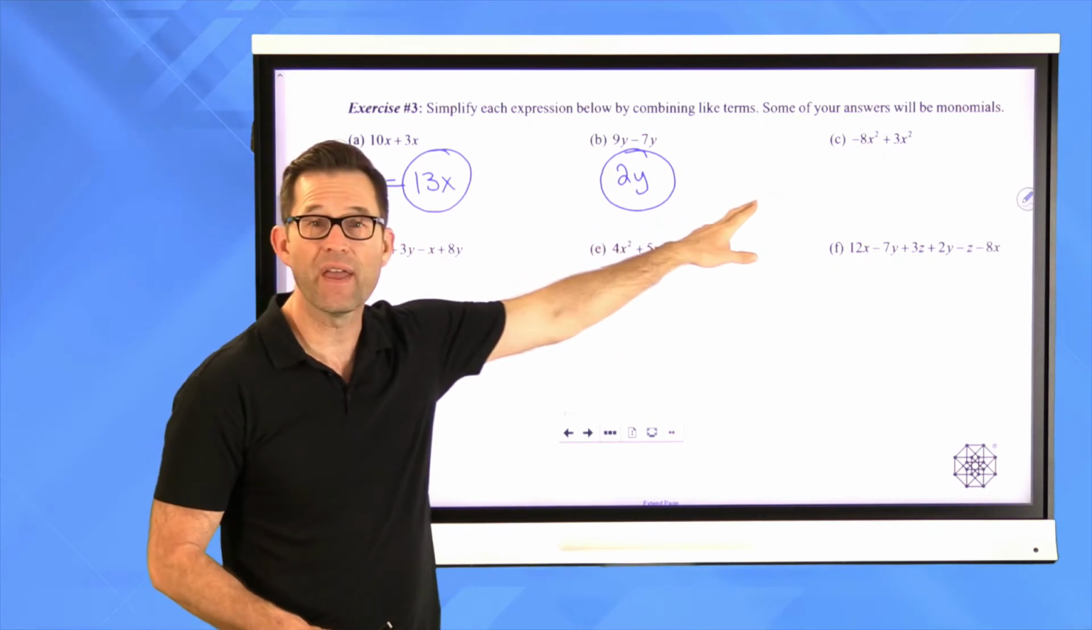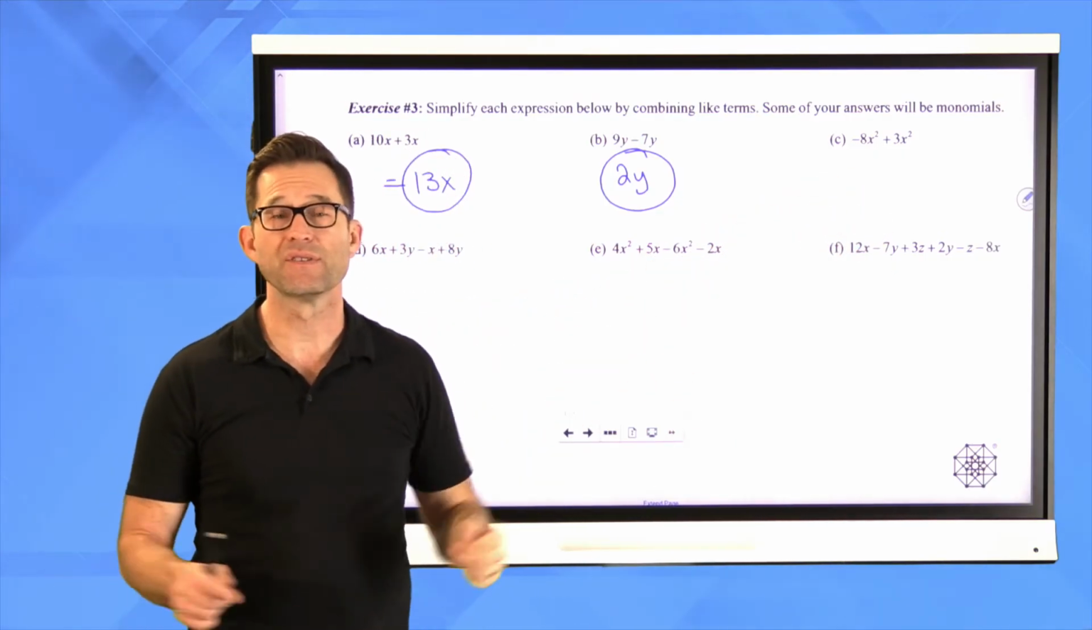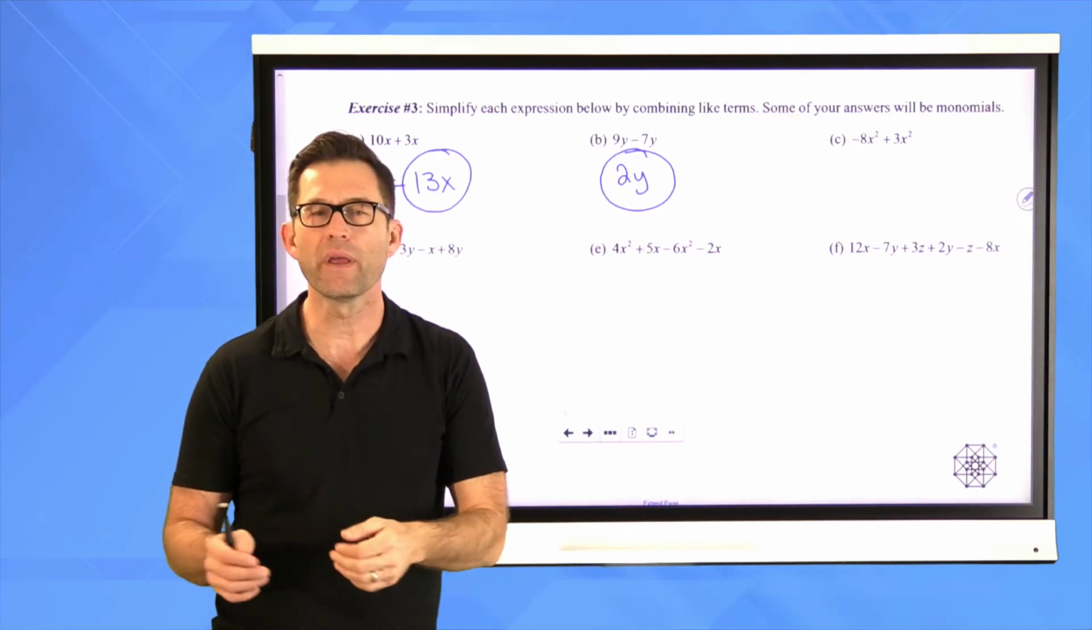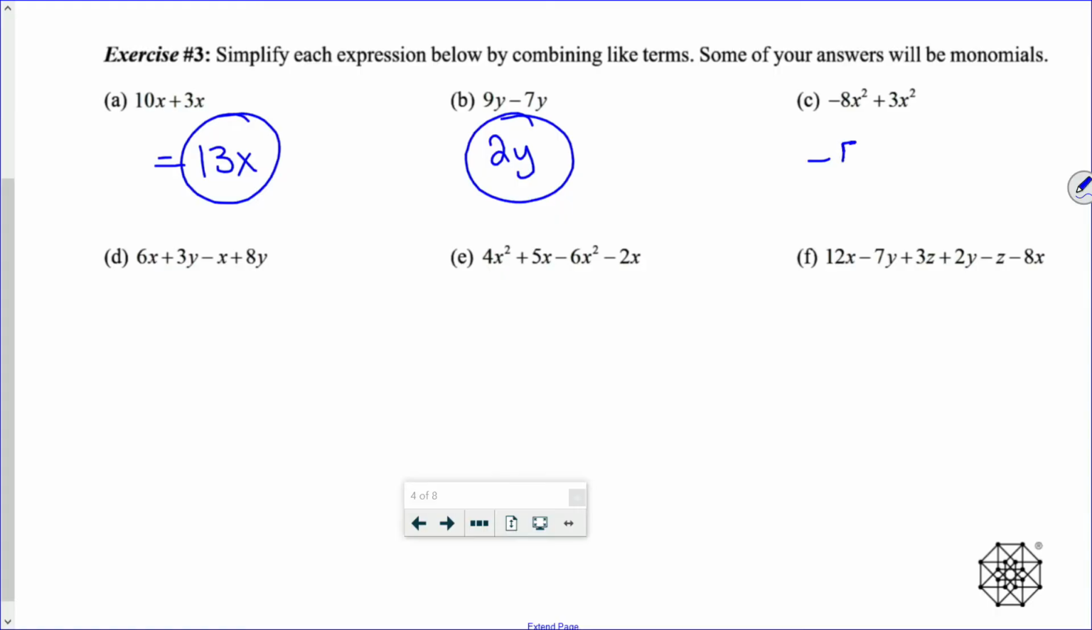Letter C, I have negative 8x squared plus positive 3x squared. I can just think of this as negative 8 plus 3 is negative 5, so I will have negative 5x squared.